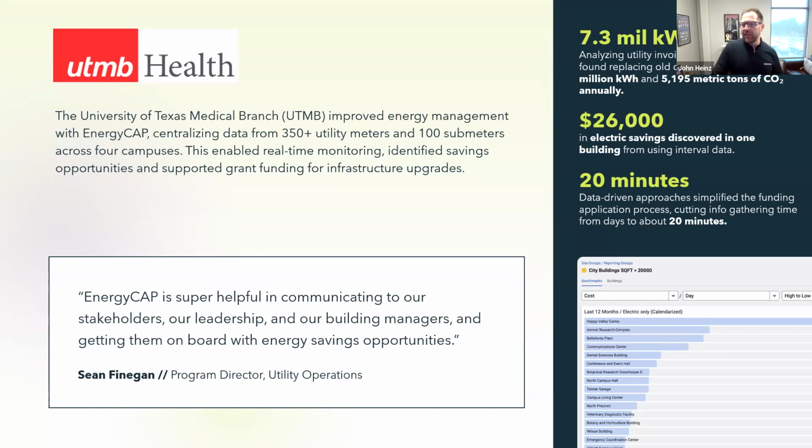An example for them is they uncovered electric savings from interval data in just one building, which allowed them to save $26,000 per year. Very substantial, and that's just one building. So apply that to a number of their other buildings and how they're looking at data and the actionability from the data insights they're getting, receiving a lot of savings.